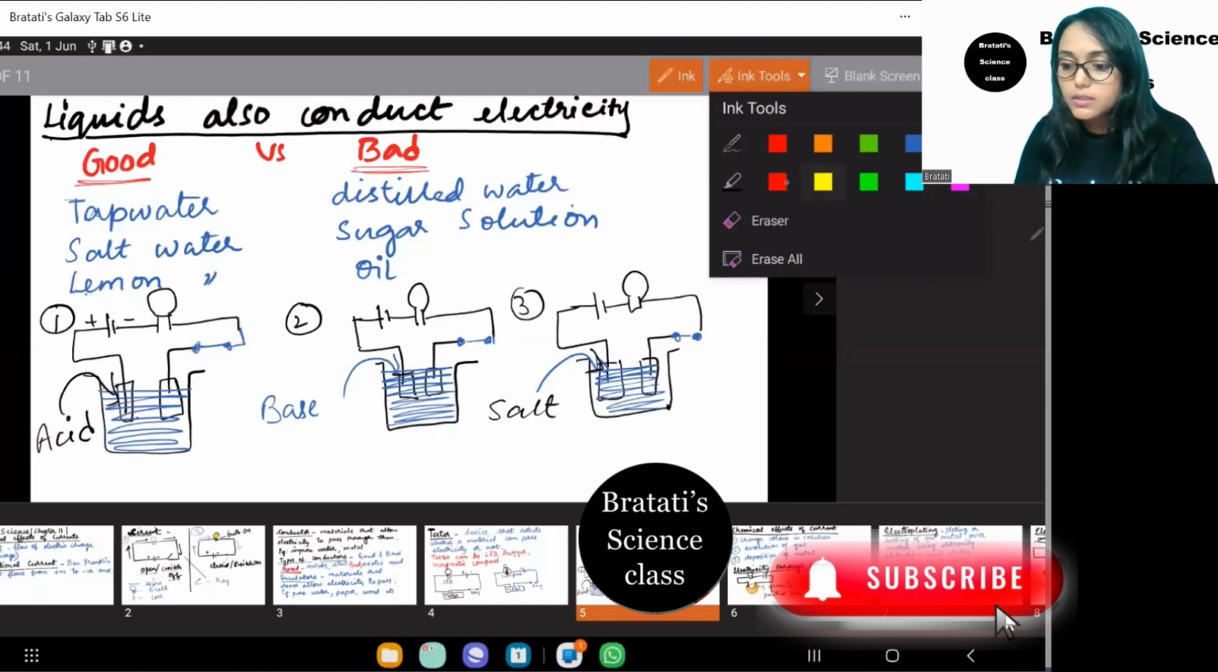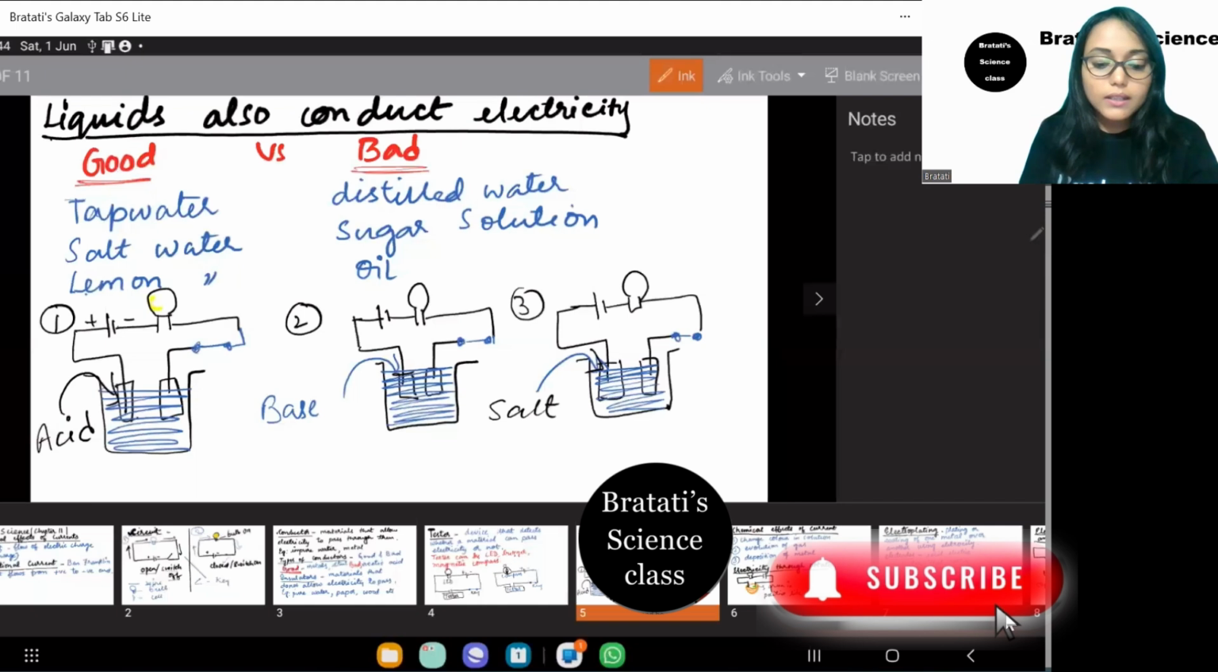Okay, let me take this one. So then the bulb will glow. You can see the LED is glowing. The LED is glowing because that acid is helping the electricity to pass through this circuit. Okay. So first case, yes, the bulb glows.